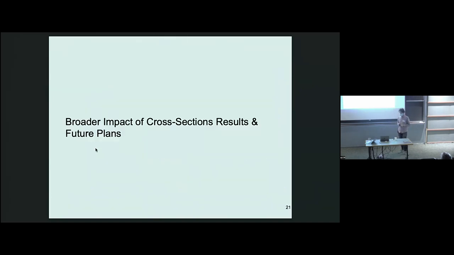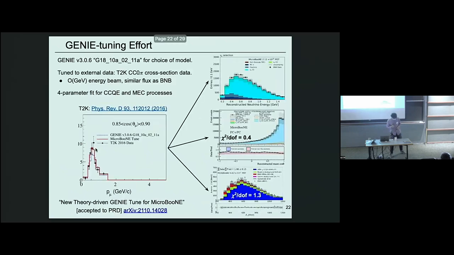Okay, so let me now spend a few words talking about the broader impact of our cross-section results and future plans. What I want to do is touch on a couple of topics that came up in the discussions yesterday, in some of the talks. They really relate to how we make use of our cross-section measurements, or even just the cross-section expertise that we get by looking at our neutrino interactions, for our broader physics program.